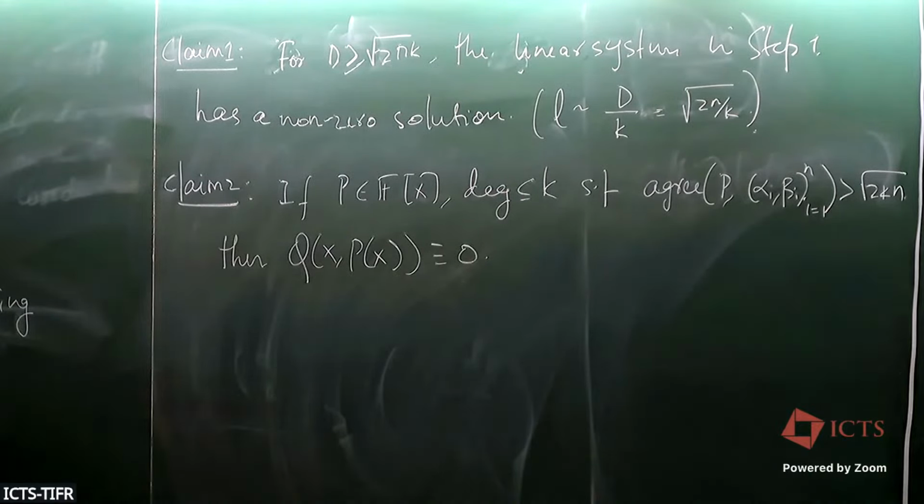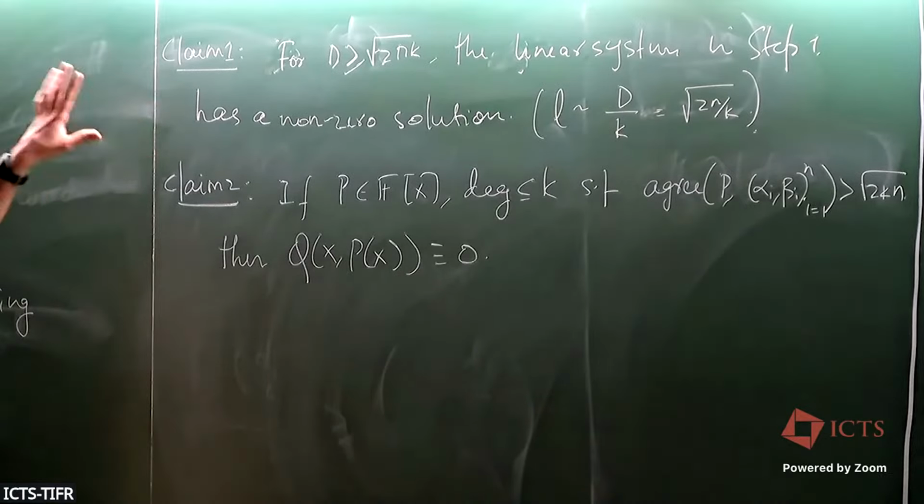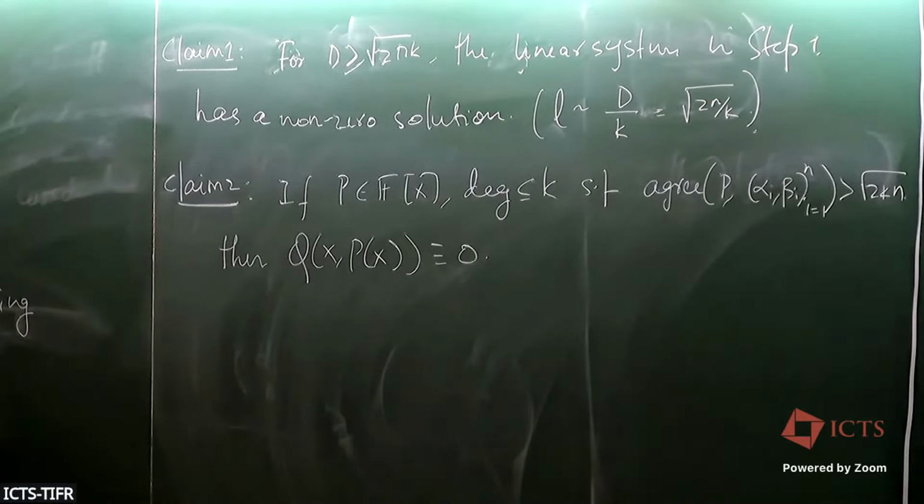So let's prove the two claims. How should we prove claim 1? We have seen these things in Berlekamp-Welch. L was the Y degree of Q. We take it as large as possible with the constraint that the degree of Q(x, P(x)) should be at most capital D. Claim 1, step 1 here is a linear system. We will again look at the number of constraints and the number of variables. If the number of variables is one more than the number of constraints, we are good.